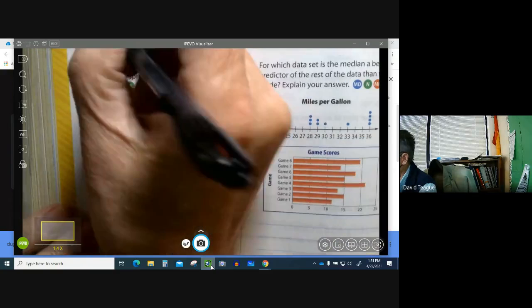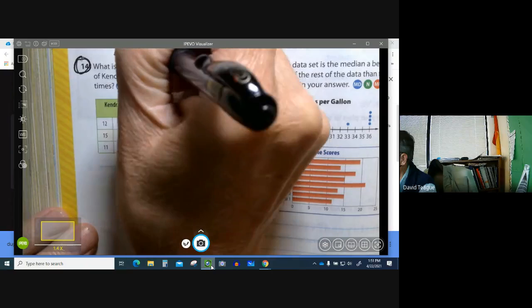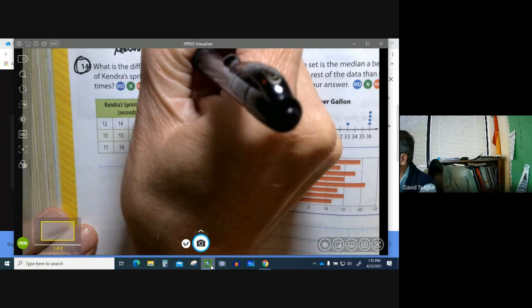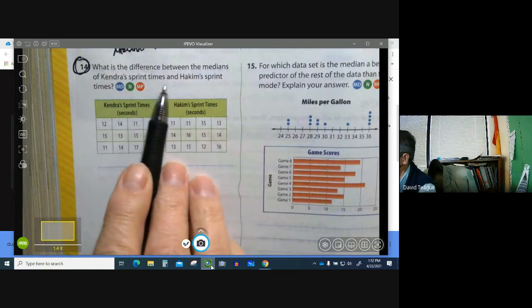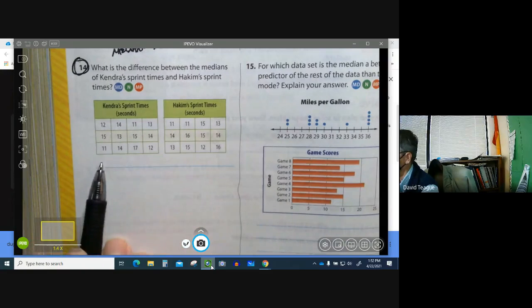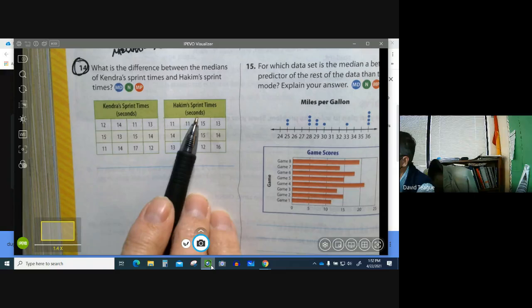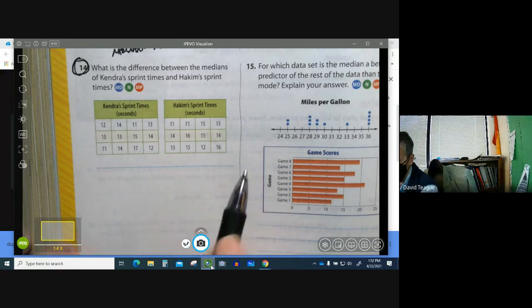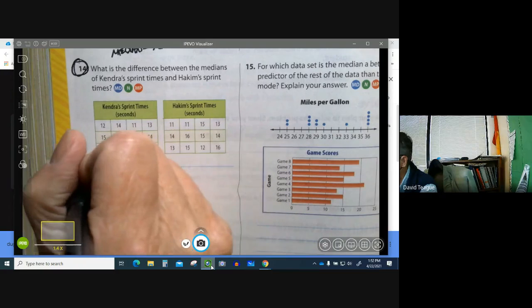And if you remember, median means middle, right? So this is the middle of the data, of Kendra's sprint times and Hakeem's sprint times. So we have to find the median for Kendra, and we have to find the median for Hakeem, and then we have to subtract those two numbers. So let's first do Kendra. I'm just going to put K for Kendra.